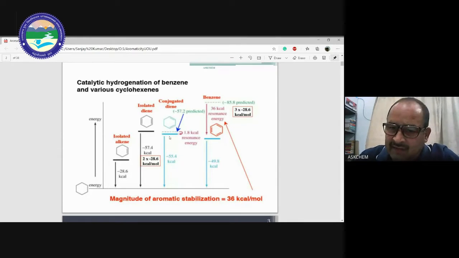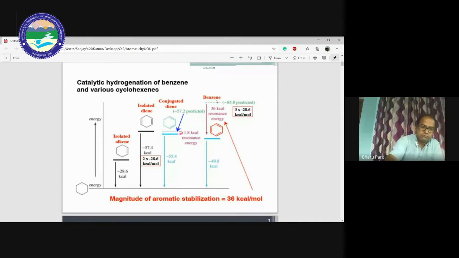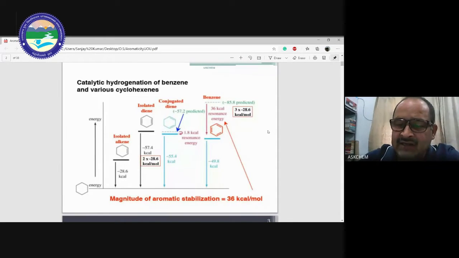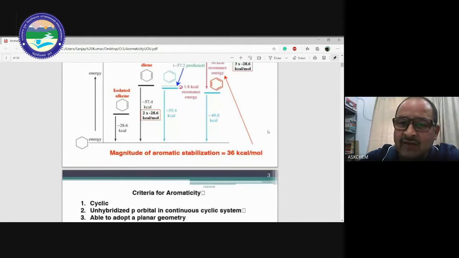But when it becomes cyclohexatriene and the complete 6 pi electrons get delocalized, then its heat of hydrogenation decreases to minus 49.8 kilocalorie per mole. So this means that it is saved by 36 kilocalorie per mole, that is the resonance energy. That could be the calculated resonance energy for benzene. But this is a very general topic that we have learned from the very beginning, when we started knowing about benzene and the difference between cyclohexatriene and benzene, why we do not call it cyclohexatriene? So this all depends on the delocalization energy.